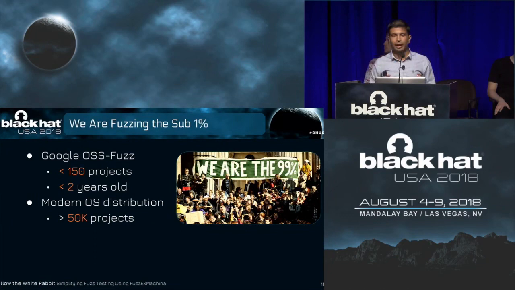What I mean is, if you look at the scale of software that is shipped in a modern OS distribution, which is typically around 50,000 software projects, and the scale of the most popular open source fuzzing initiative, Google OSS Fuzz, it only contains 150 software projects. So this is less than 1% of the software that is shipped to end users. And bear in mind that Google OSS Fuzz has been around for approximately 2 years now. So it's somewhat surprising that there are so few projects still, in spite of the fact that fuzzing toolchains have really made it easy for developers to test their code.